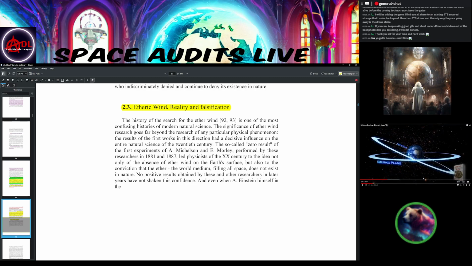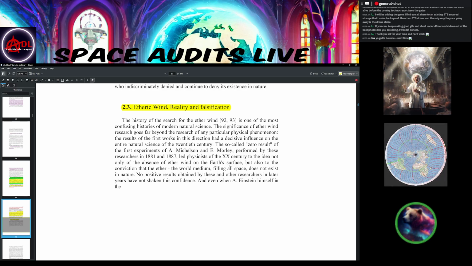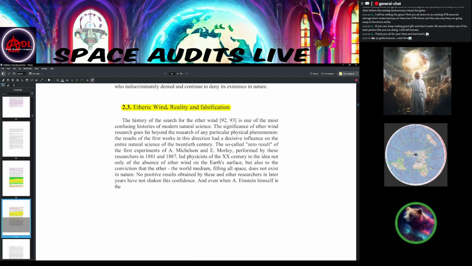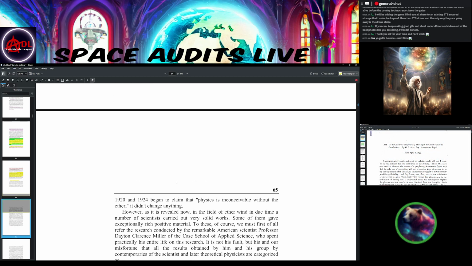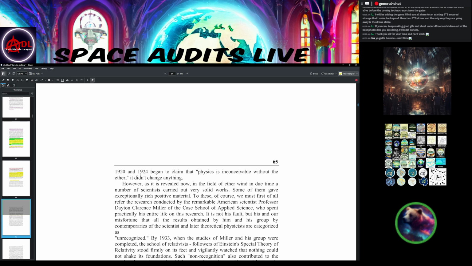performed by these researchers in 1881 and 1887, led physicists of the 20th century to the idea not only of the absence of the ether wind on the surface of Earth, but also the conviction that the ether, the world medium filling all space, does not exist in nature. No positive result obtained by these or other researchers in later years has shaken this confidence. And when Einstein himself in 1920 and 1924 began to claim that physics is inconceivable without the ether, it did not change anything.